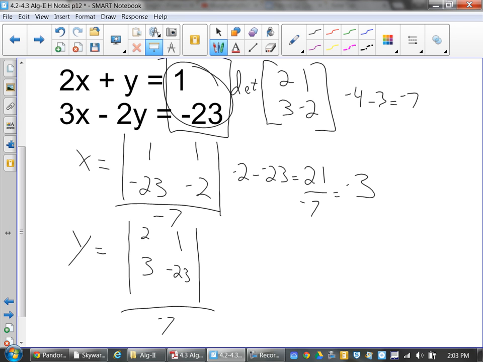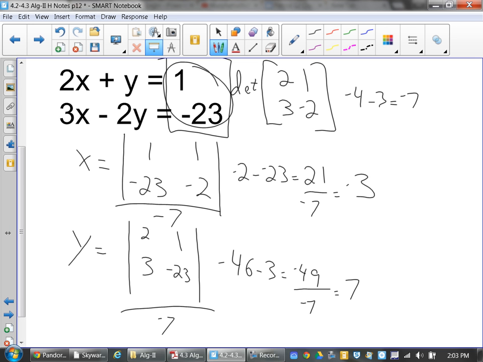And with a 2x2, 2x2 determinants are a cakewalk. Well, chutes, then ladders, negative 46 minus 3 is what? Negative 49. And negative 49 divided by negative 7 is? 7. There's your solution, negative 3 and 7.